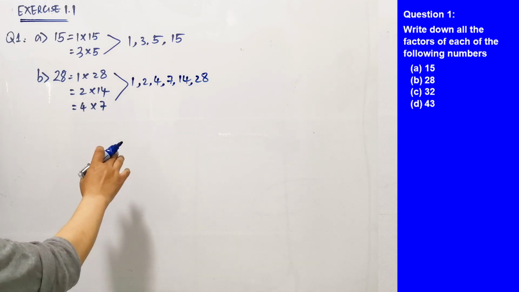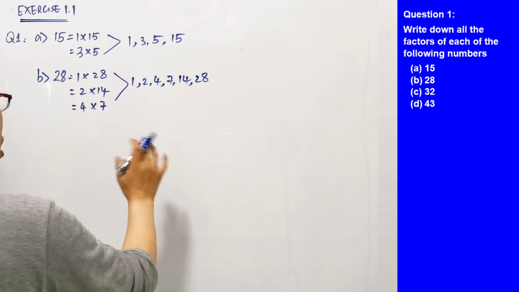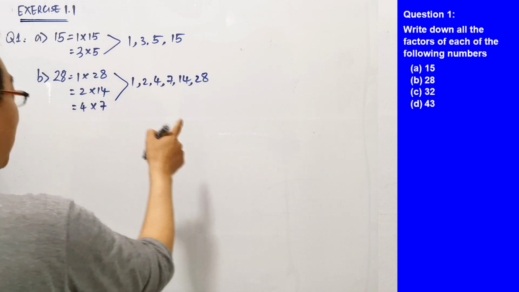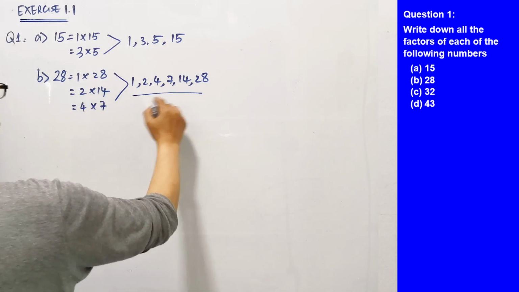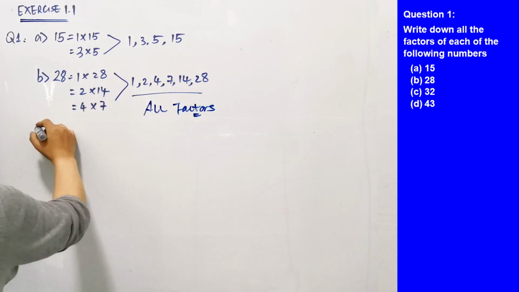Be careful. We are looking for the factors of all the following numbers. We are not looking for prime factors. We are looking at all factors. Careful, all factors. Okay, let's look at C.